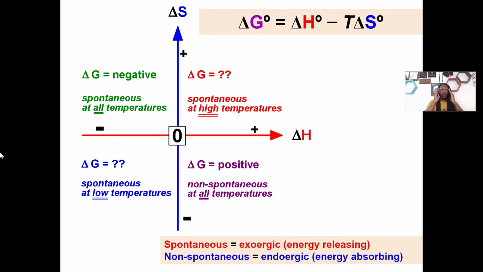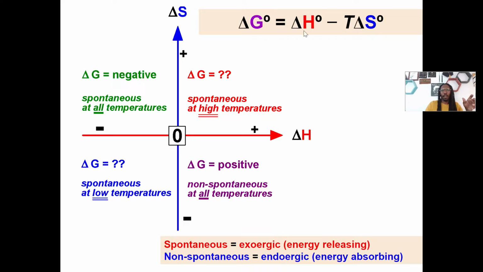Let's break this down a little bit further, because we've got a couple of factors impacting whether delta G is negative or positive. Let's look at this quadrant over here. If you have a negative value for your delta G, that means you've got a spontaneous reaction. In this case, it's spontaneous at all temperatures. That means I have a positive value for my entropy and a negative value for my enthalpy.